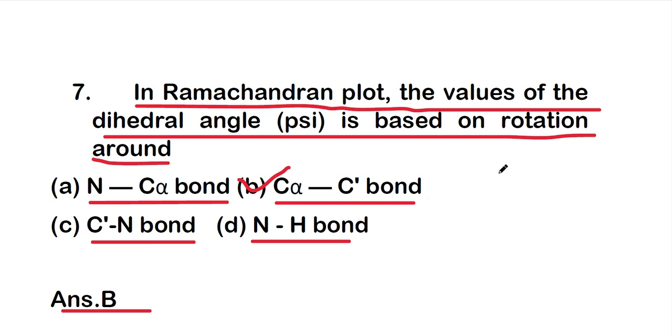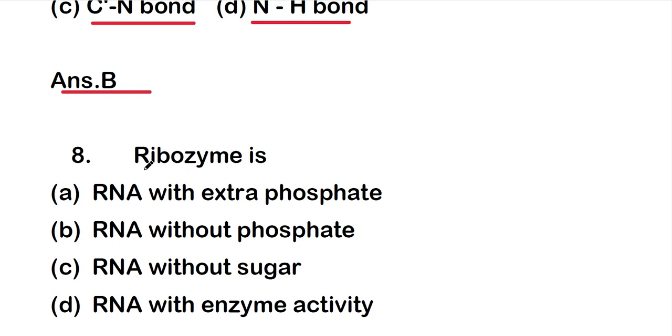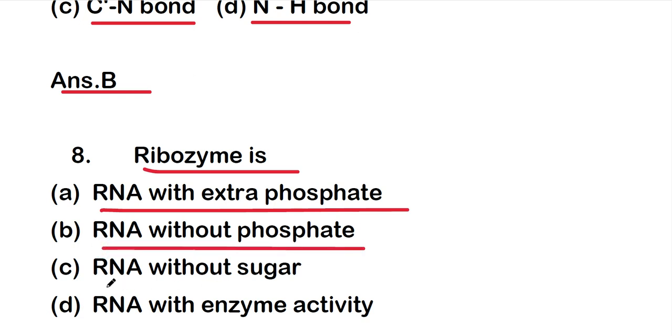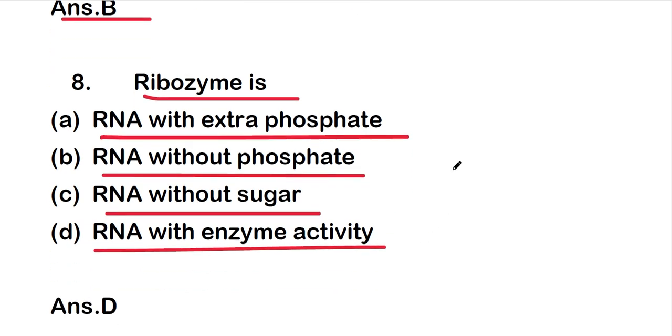Okay, so let's move on to the next question, that is, ribosome is RNA with extra phosphate, RNA without phosphate, RNA without sugar, or RNA with enzyme activity. And the right answer is option D, that is RNA with enzyme activity is known as the ribosome. So let's move on to the next one.